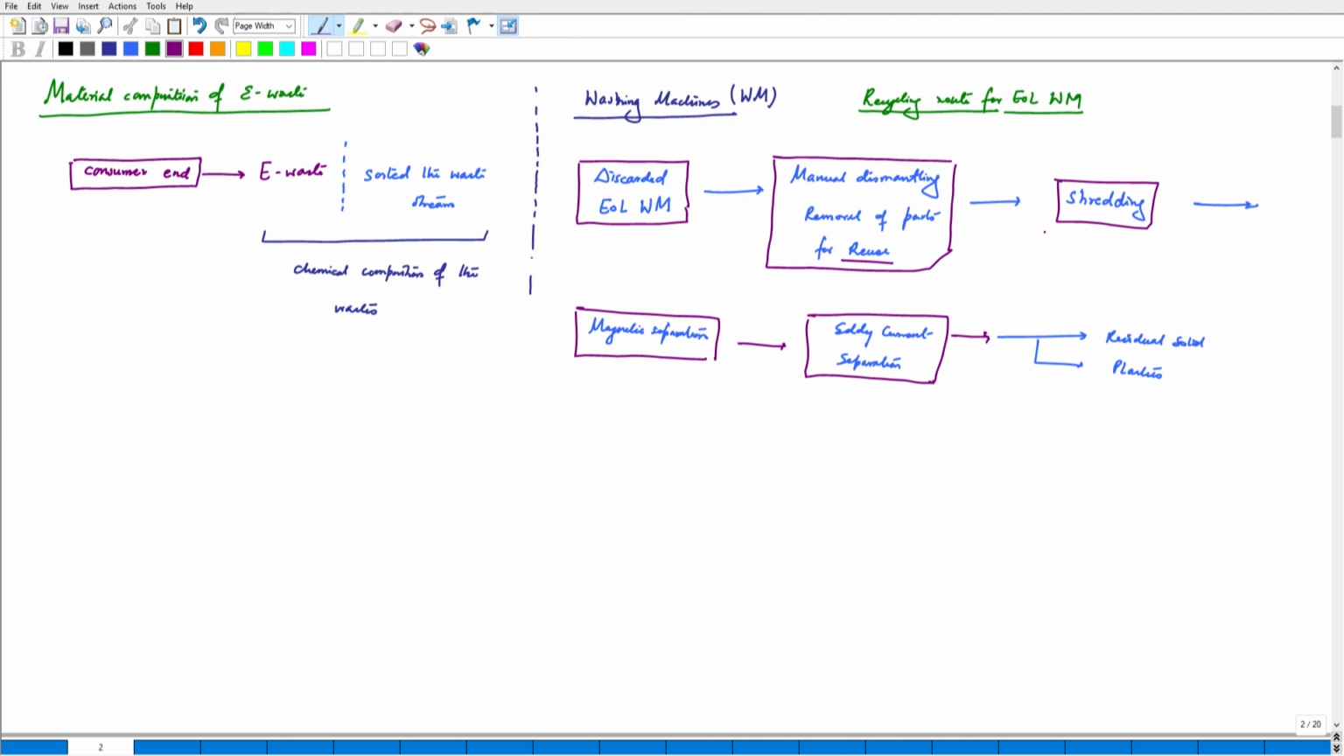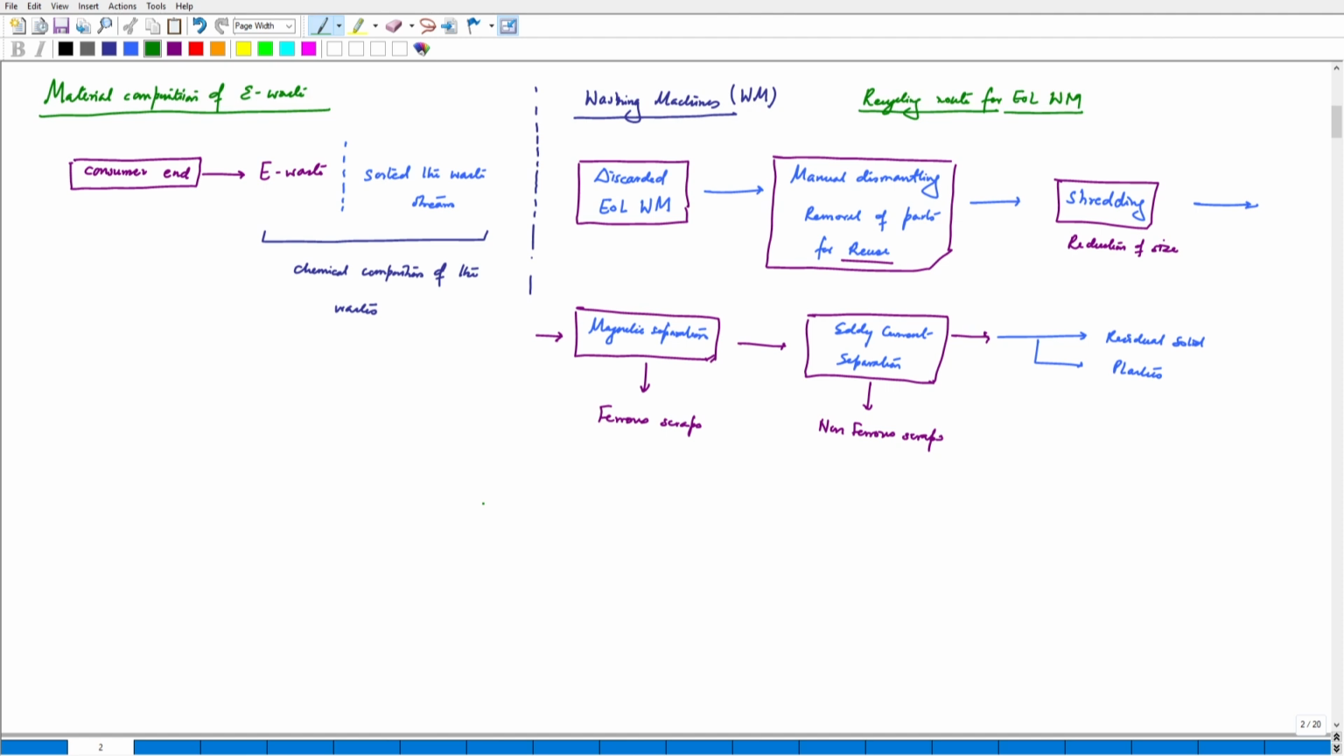But what really happens in shredding? So we have the reduction of size, and then the shreds are formed, and these shreds reach magnetic separation where you get ferrous scraps. Eddy currents are going to give us non-ferrous scraps, and we know that using magnetic separation and eddy current separation, we are going to get ferrous and non-ferrous scraps.